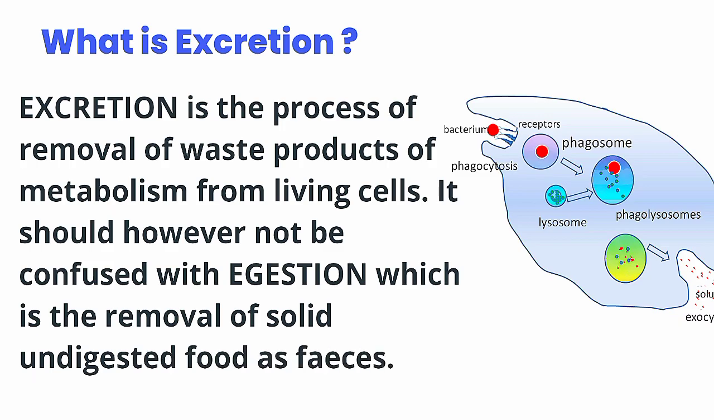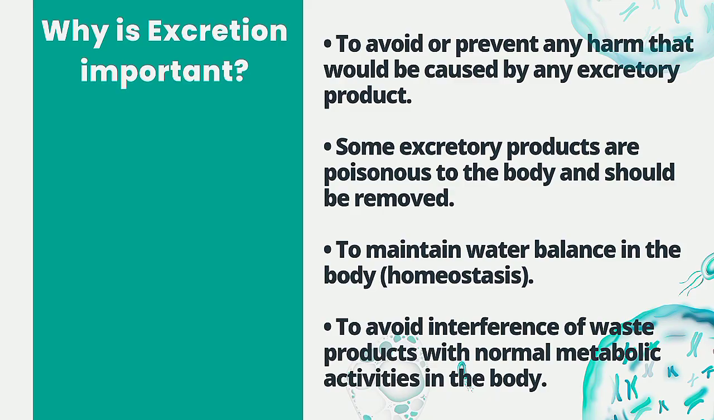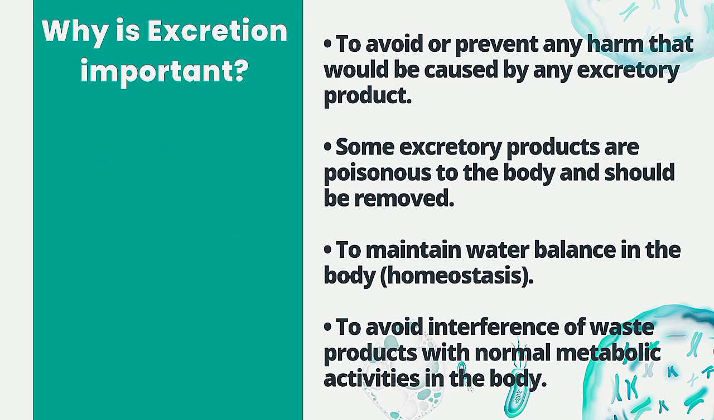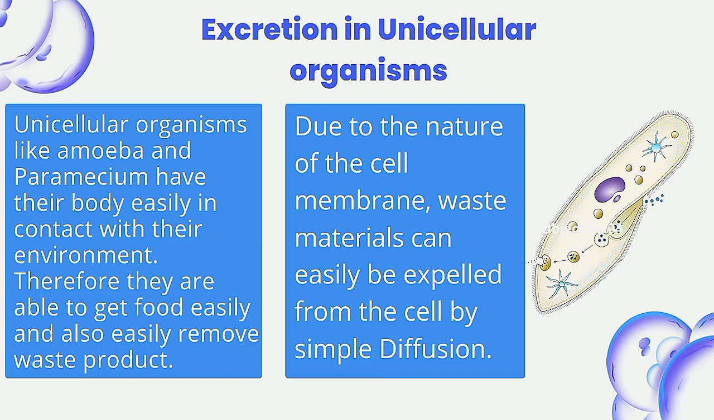So, why is excretion so important to living cells? Number 1, it is important to prevent any harm that would be caused by excretory products. Number 2, some excretory products are poisonous and dangerous to the body and should not be left to remain in the body system. Excretion is also important to maintain water balance in the body and to avoid interference of waste products with normal metabolic activities of the body.